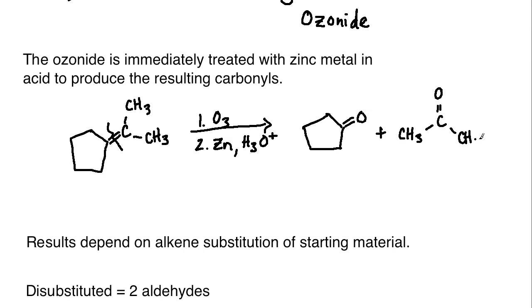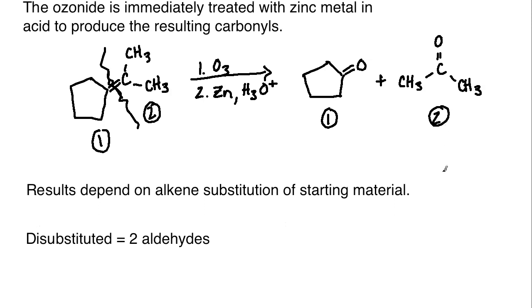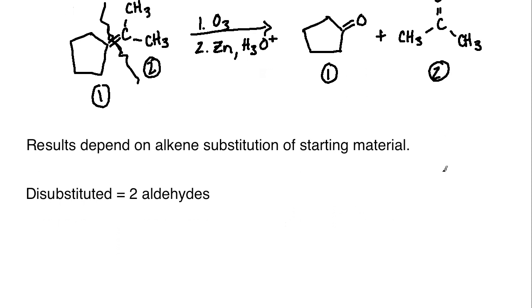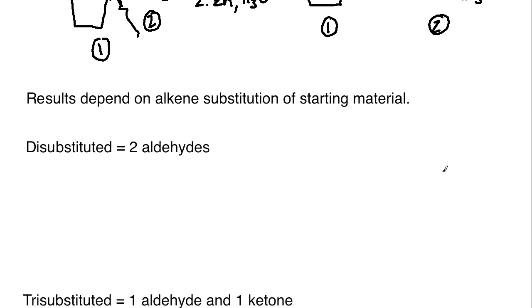So again, if you want to number this or split them in half, you can view this right here as side 1 and this as side 2. So here is product 1 and here is product 2. Now if the alkene again is symmetrical, you're going to have two of the same product, which is very possible to get. So let's take a look at some of the different types of things we could expect.